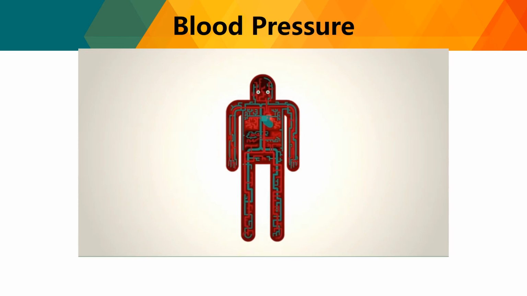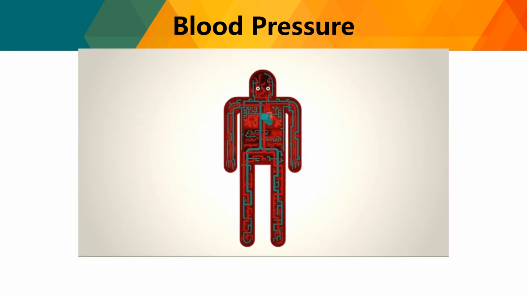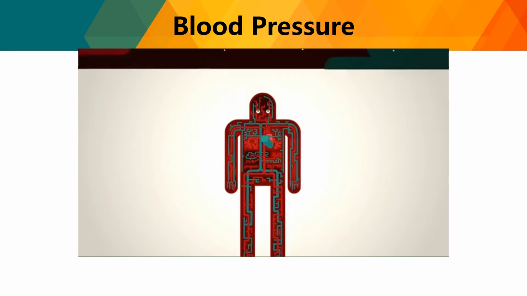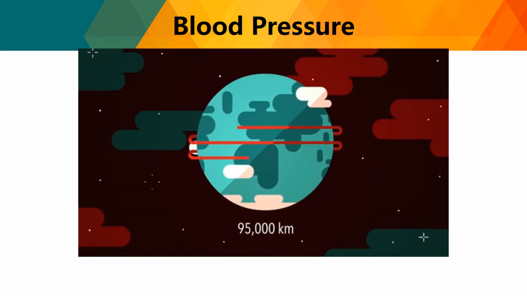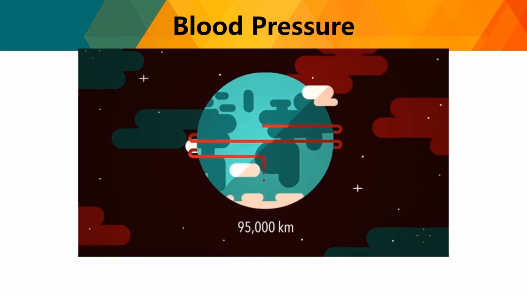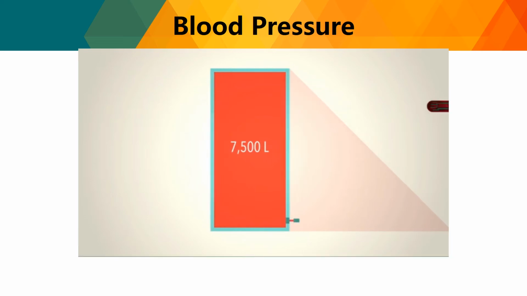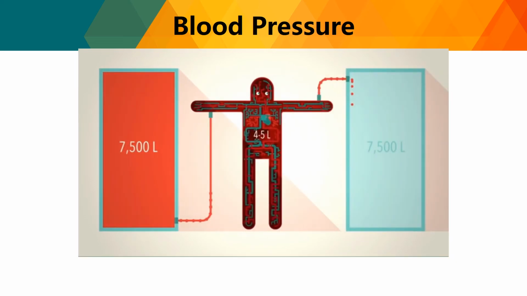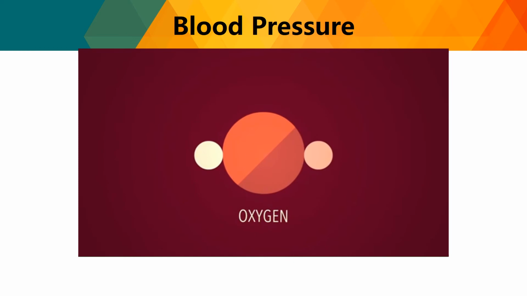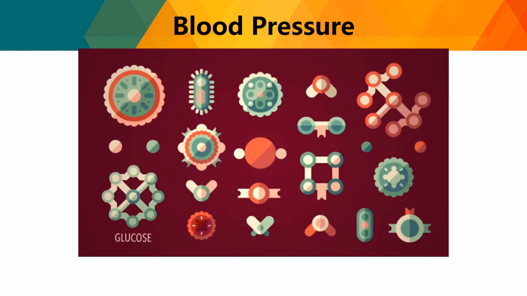If you lined up all the blood vessels in your body, they'd be 95,000 kilometers long. And every day, they carry the equivalent of over 7,500 liters of blood, though that's actually the same 4 or 5 liters recycled over and over, delivering oxygen and precious nutrients like glucose and amino acids to the body's tissues.